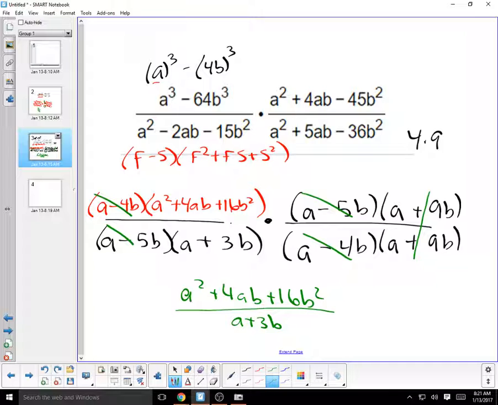Usually not. So there you go. It's not hard work, it's just a lot of work. Tedious.